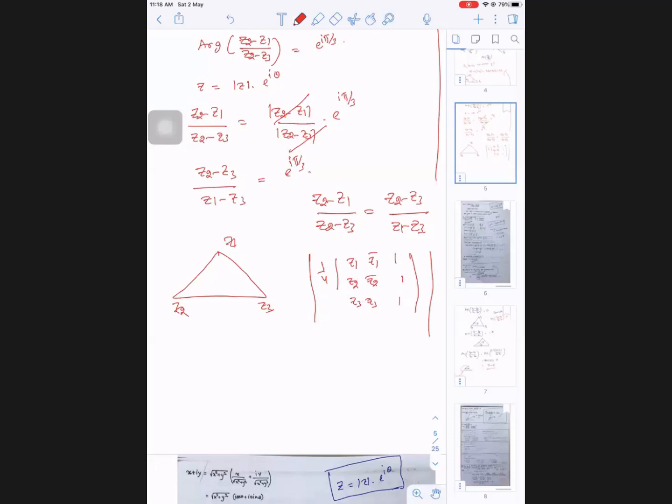Mod means magnitude here, because you will get an imaginary number, x plus iy plus x minus iy, when you are simplifying. So you will get an imaginary part. So take mod for that result.